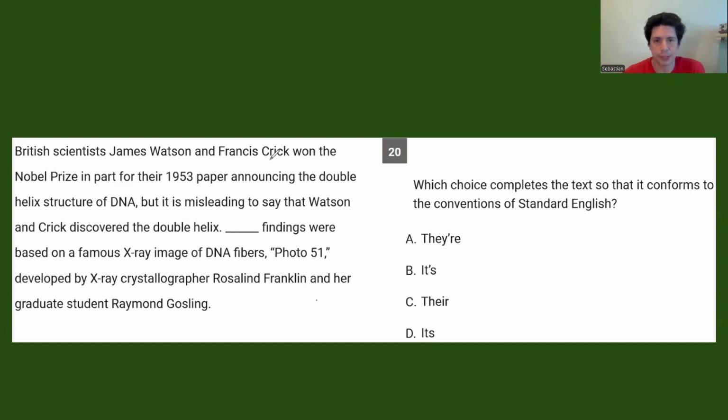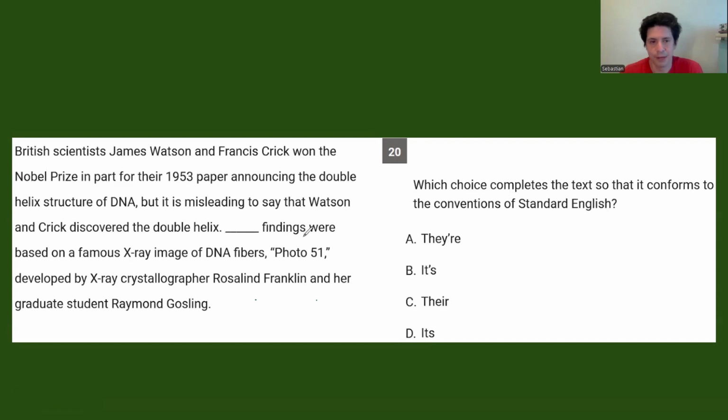British scientists James Watson and Francis Crick won the Nobel Prize in part for their 1953 paper announcing the double helix structure of DNA. But it is misleading to say that Watson and Crick discovered the double helix. Blank findings were based on a famous X-ray image of DNA fibers, photo 51, developed by X-ray crystallographer Rosalind Franklin and her graduate student Raymond Gosling. Okay, personally, I love Rosalind Franklin. She always comes up. X-ray crystallography is super cool. You can look at images from it, and yeah, she totally deserves credit. But Watson and Crick are also cool. But okay, before I get too distracted, let's keep going.